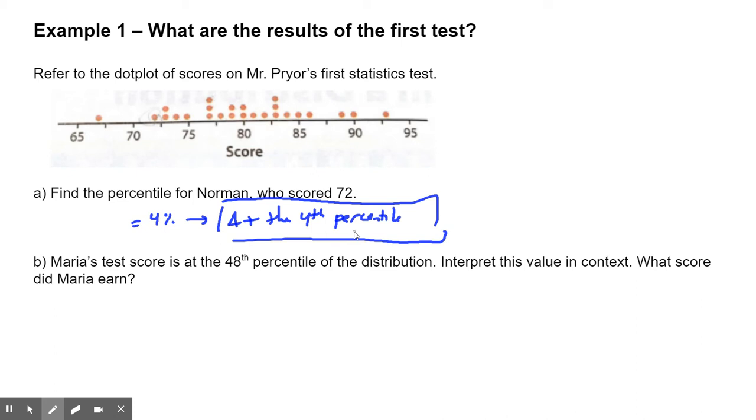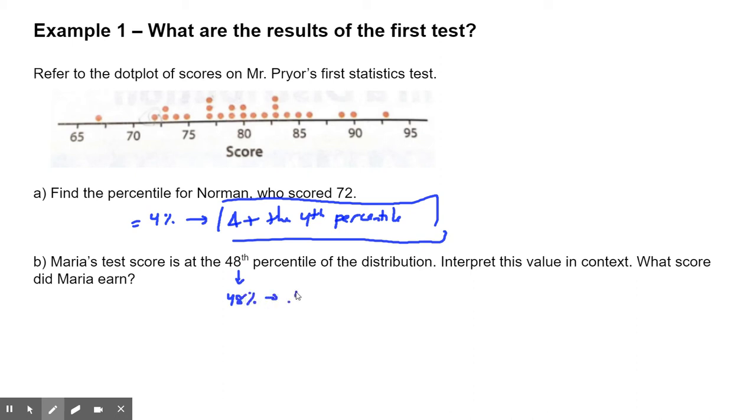All right, part B. It says Maria's test score is at the 48th percentile of the distribution. Interpret this value in context. What score did Maria earn? So what I want to do is figure out how many students she scored better than. What do I do with this 48%? Well, I'm going to write it as a decimal, and multiply it by the total number of scores. So 48th percentile is 48%.